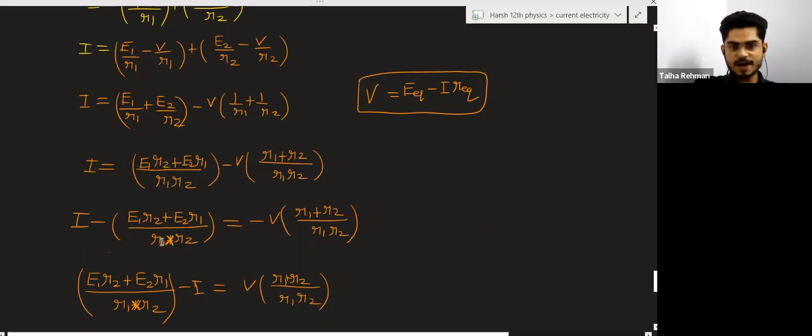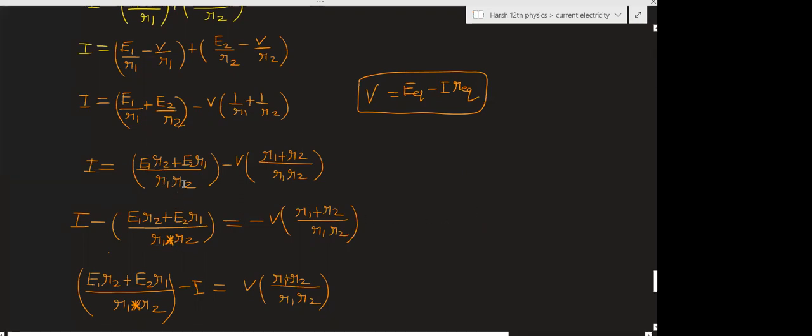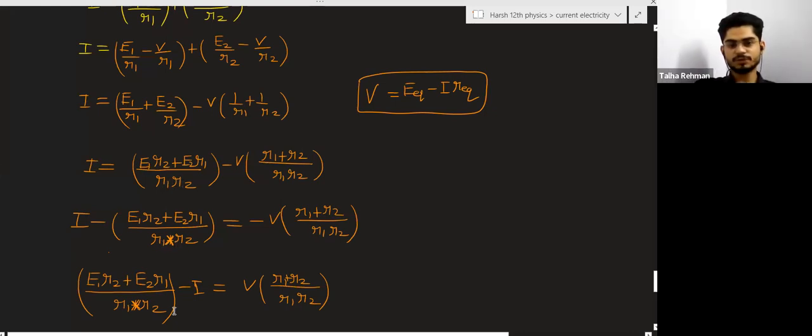This is R1 into R2, and this is also R1 into R2, R1 into R2.